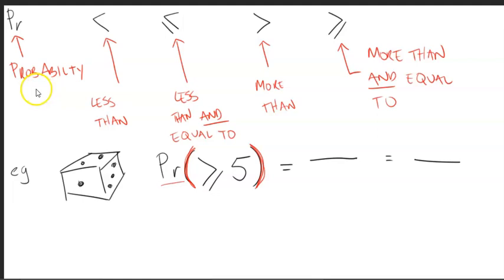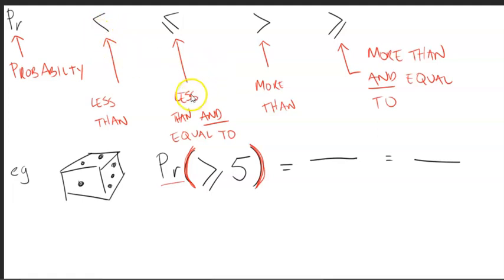Mathematicians are efficient in their terminology, so we try to find shortcuts. Instead of writing probability every single time, we just use the letters PR, capital P, small r. Then we have these four symbols that you might have seen in primary school. The first one is less than. This is just a symbol that means less than. So instead of writing the word less than, we can use a symbol.